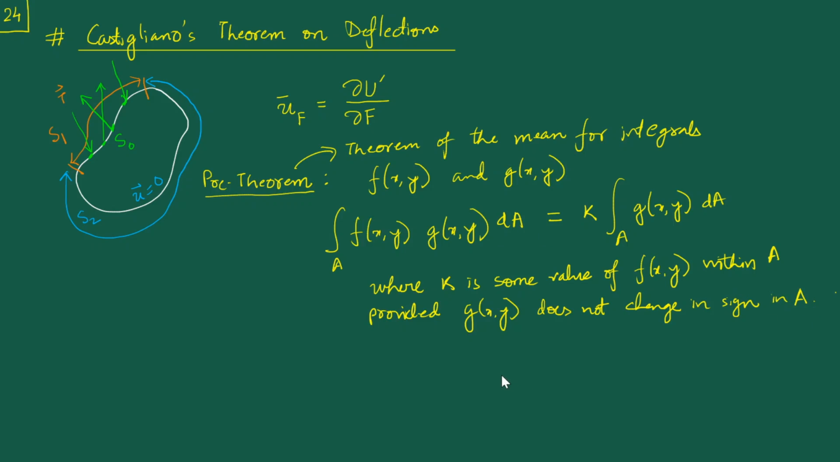Okay, so this is the theorem of the mean for integrals, and we are going to use this in our proof of Castigliano's theorem on deflections. Okay, so we launch into the proof now, and please note the pitfalls and the special things that I had mentioned earlier. We are going to consider this f as something variable, and which we'll actually use.